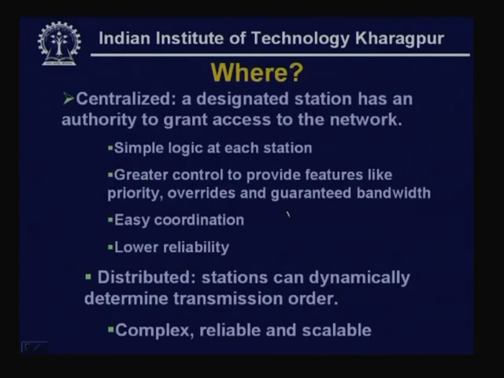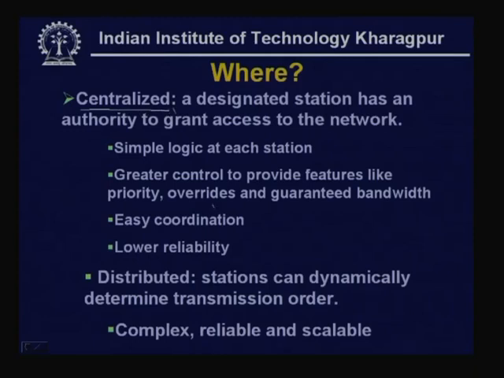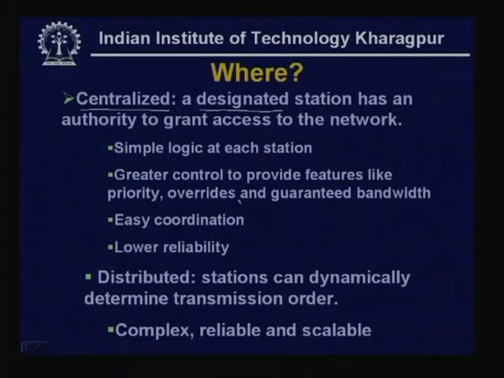By where we mean who does the control, whether it is performed in a centralized manner or it is done in a distributed manner. Let us see the case of the centralized one. In the centralized one, a designated station has the authority to grant access to the network. That means a designated station will grant access to the network to the remaining stations. So, it is somewhat like there is a meeting going on and there is a chairman, and the chairman can permit any other person who is in the meeting to speak.